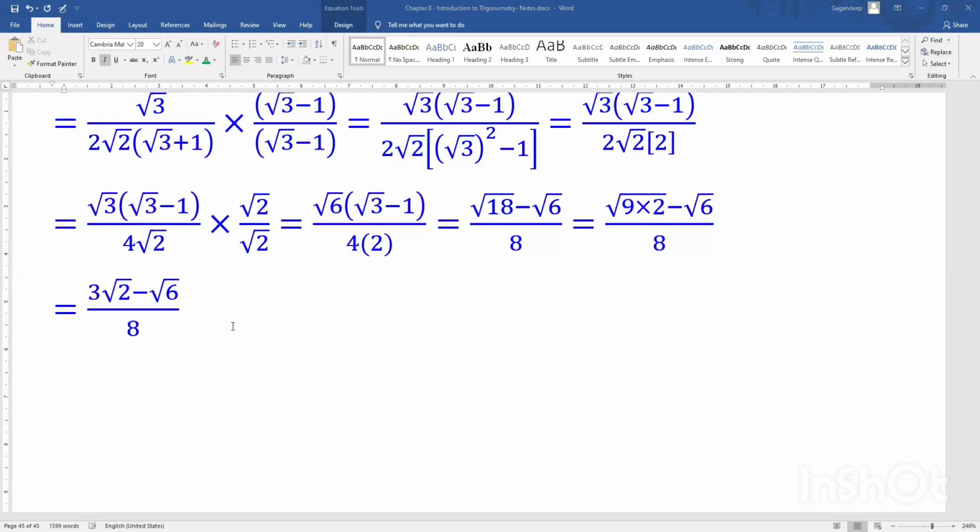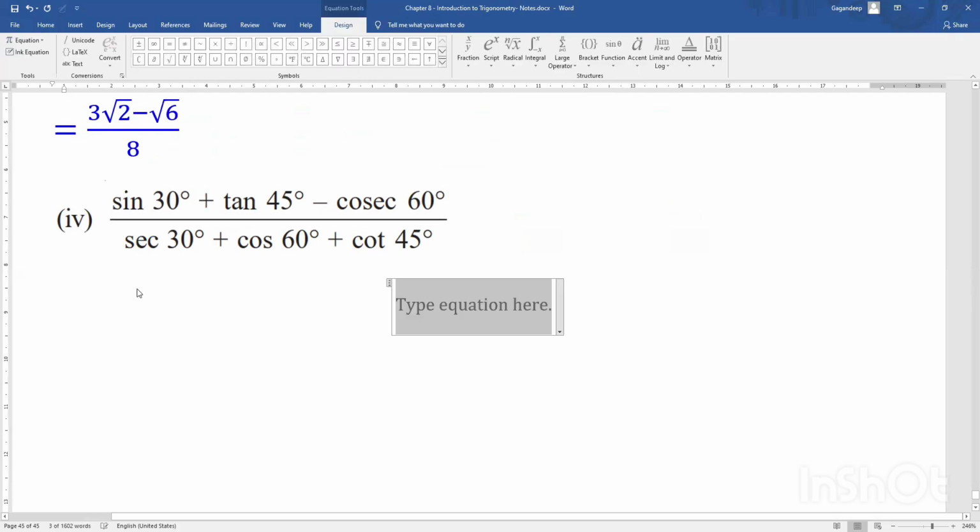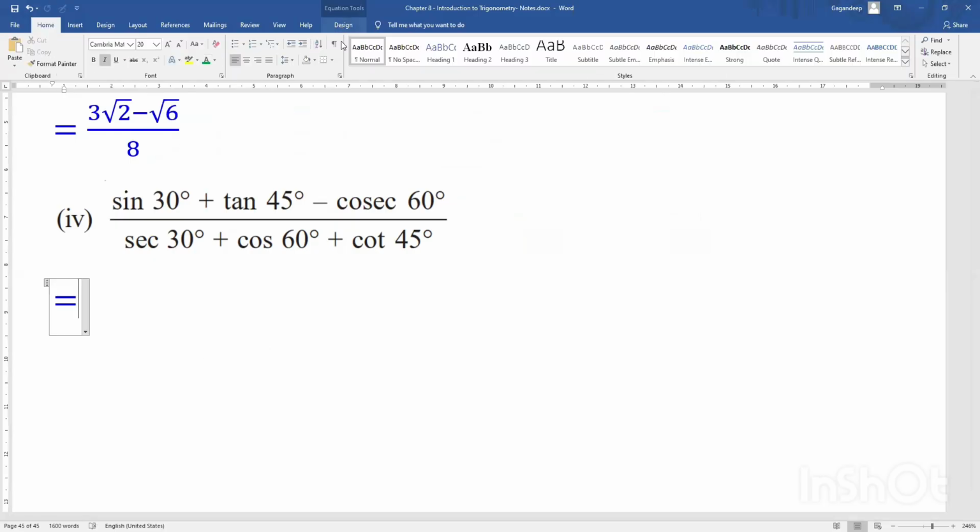Then I move on to the fourth problem. Sine 30 plus tan 45 minus cosecant 60 degree divided by secant 30 degree plus cos 60 degree plus cot 45 degree. Now here again, let us write the values for that. So I just put an equal sign here, then we start writing the values for the numerator.